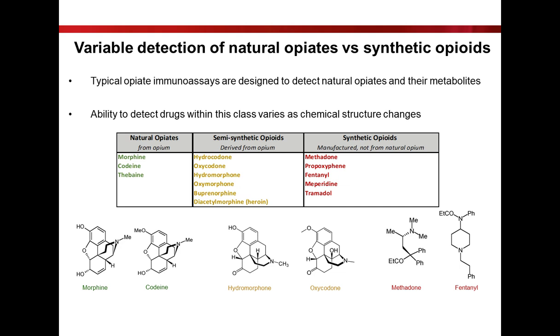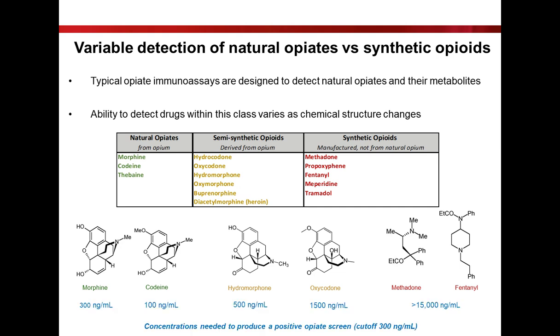Then there's a totally different class, the synthetic opioids. These are manufactured completely. They are fully fabricated. There's nothing natural about them. These are your methadone, your fentanyl, and your tramadol. If you look at their chemical structures shown on the bottom right of the screen, you can see that they are structurally very different from either the natural opiates or the semi-synthetic opioids. As humans, we tend to categorize these drugs as opioids because of the biological effect they have on our bodies, but the immunoassay actually categorizes them quite differently. The ability to detect the drugs within a class will vary as the chemical structures change.